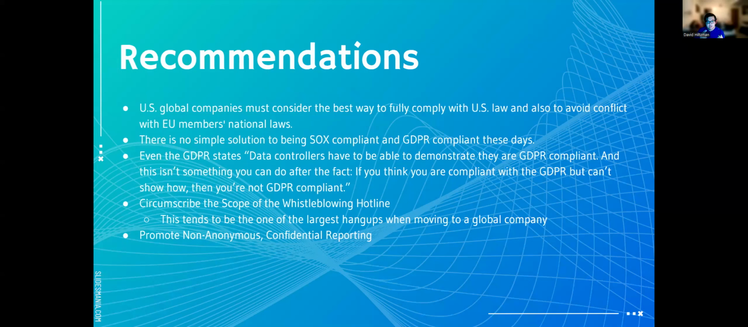And they had to circumscribe the scope of the whistleblowing hotline. This is usually one of the biggest hangups in a code of conduct when you move abroad, and so companies have to accept that. And as we're getting into this more globalist economy, United States companies are starting to see that a lot more. The German government, and especially the EU, want to promote non-anonymous confidential reporting, saying, "Hey, we have to have your information, but if you report something in good faith, believing something is wrong, there will be no retaliation." And that's a very big deal. So that is what they are trying to do.